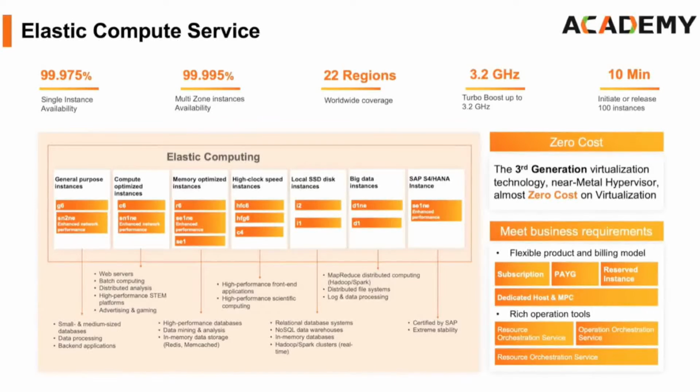And then we have the big data instances, which use MapReduce for distributed computing with Hadoop and Spark, and they are used even for distributed file systems. They are used for logging and data processing. And then the final type, we have the SAP instance. They are certified by SAP, and they are normally used for extreme stability. And then they are used for resource orchestration services, and for operation orchestration services. So these are the tools in ECS which are provided for us.